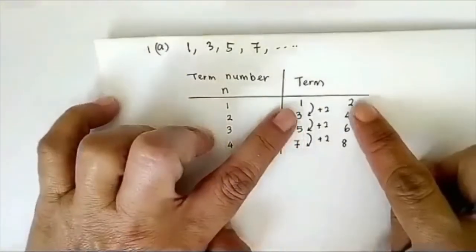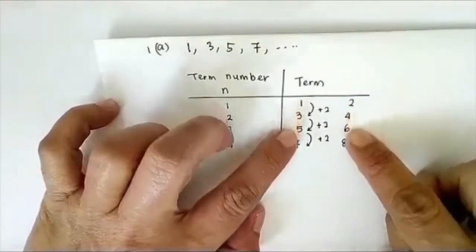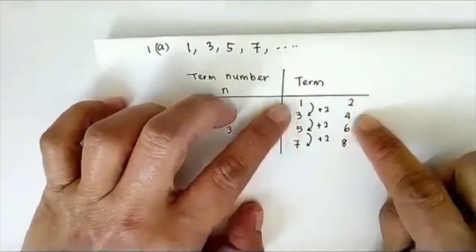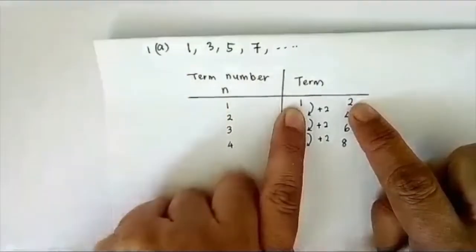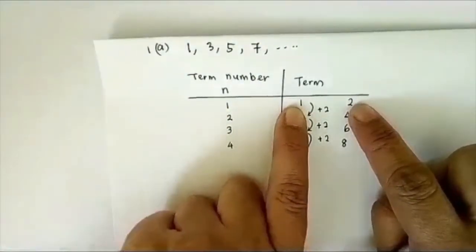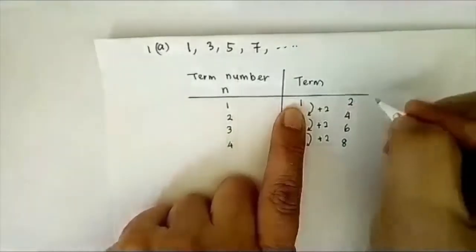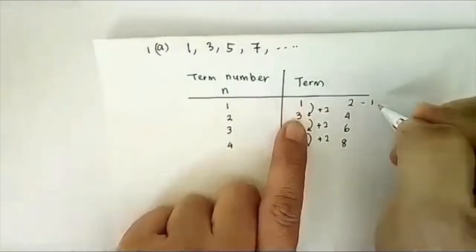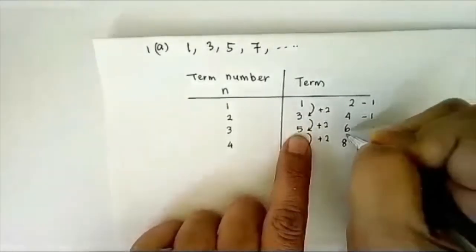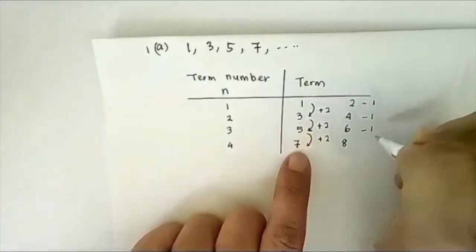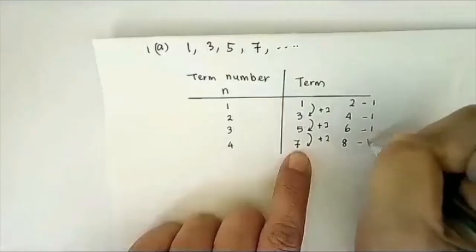Next, we look at these two columns. So, to get 1, 2 minus 1. To get 3, 4 minus 1. To get 5, 6 minus 1. To get 7, 8 minus 1.